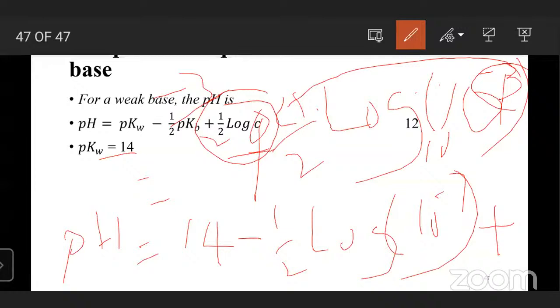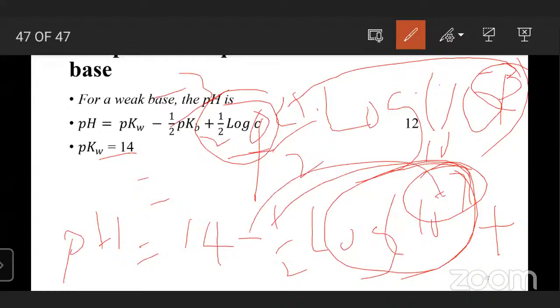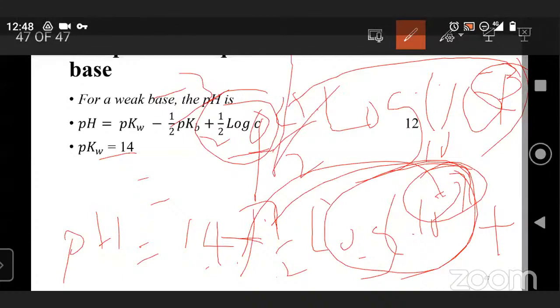Then you can solve this log into 10 raised to power minus 7. This minus 7 can come here, so you have minus times minus becomes positive. So you have 7 over 2. So you have something like 14 plus 7 over 2 minus, then you start calculating what you have there. And that one can give you an idea of what your pH will be. Remember, this is just a hypothetical case.